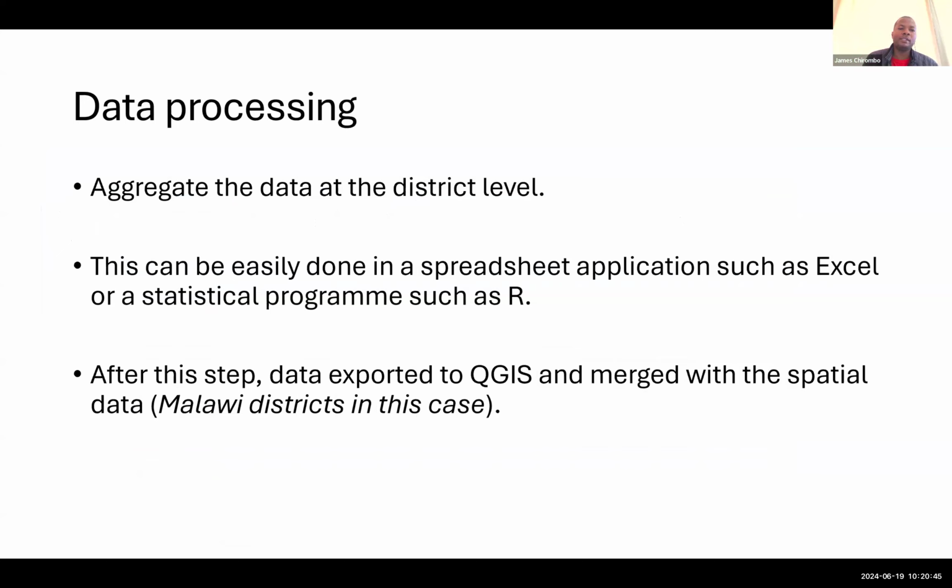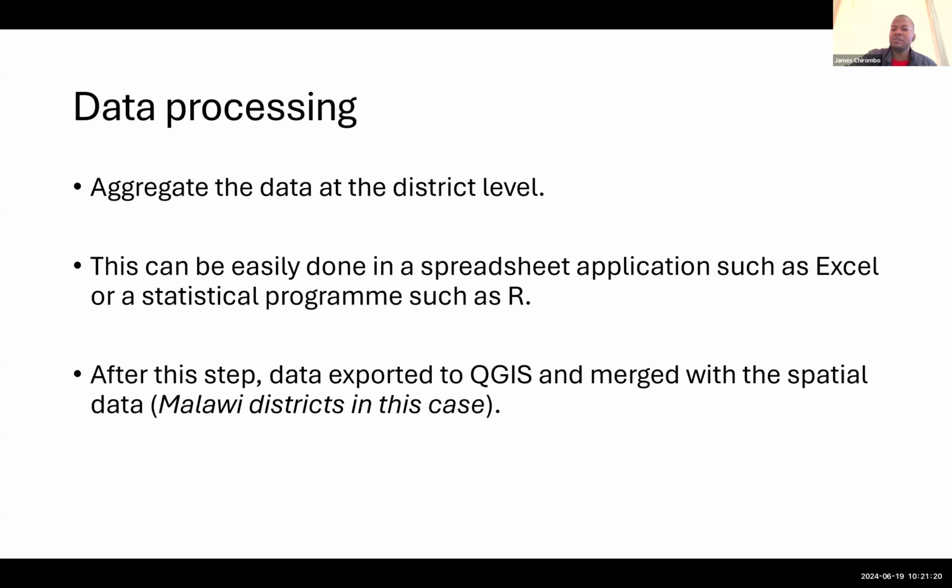So there might be a need for data processing before you can go to the GIS. In this case, you might need to aggregate the data at the district level, because the data here is just a line listing, a date, number of cases. But if you want to show this by location, then it has to be aggregated at the district level. That's one way of doing it. Remember, spatial data is data that is associated with the location. So in this case, our spatial data will have to be associated with a district. So aggregating at the district level is one way of achieving that.